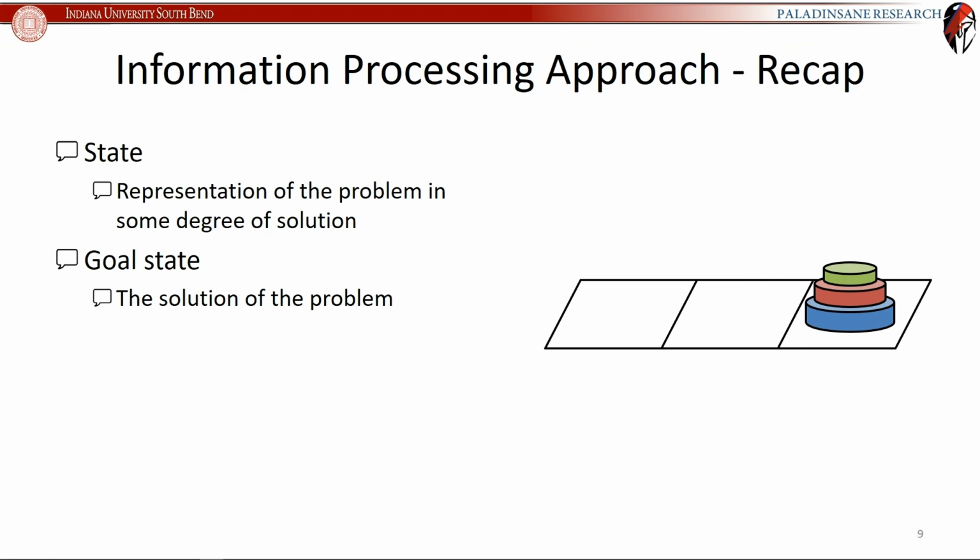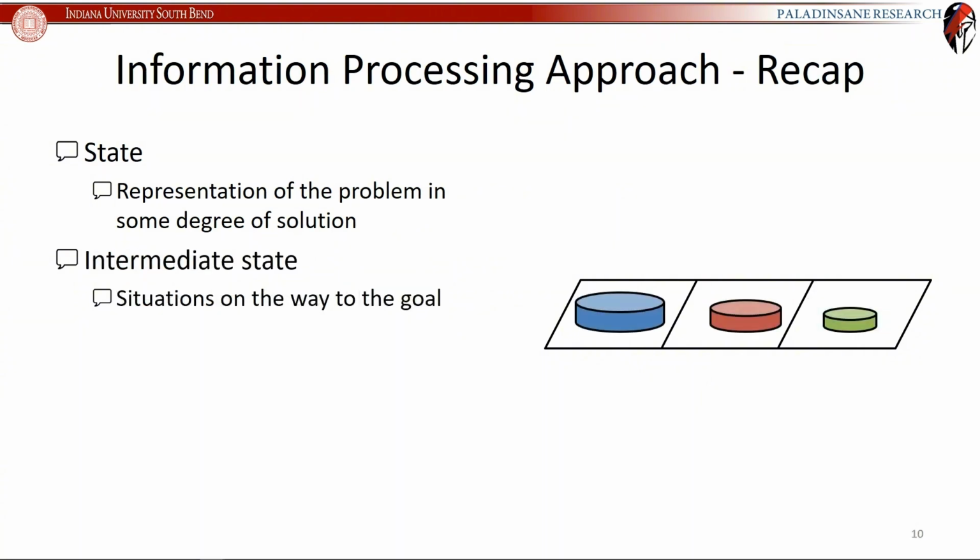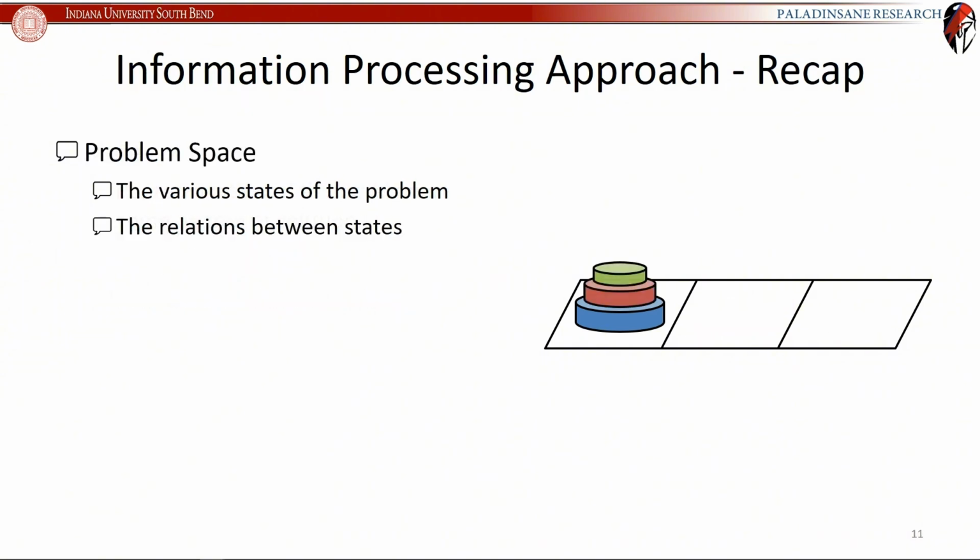The last type of state is the intermediate state. These are the states that you traverse or encounter on your way to the goal. They are where you are when you've made progress but haven't quite made it to the end state. The different states can be organized into a problem space, which shows all the various states of the problem, but importantly also shows the relations between the states.